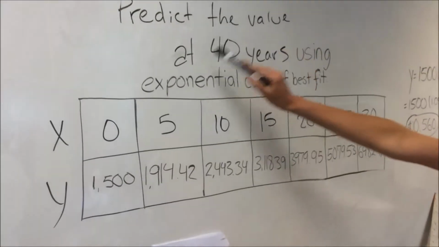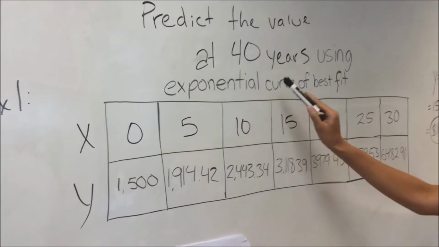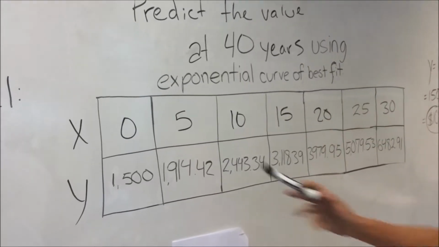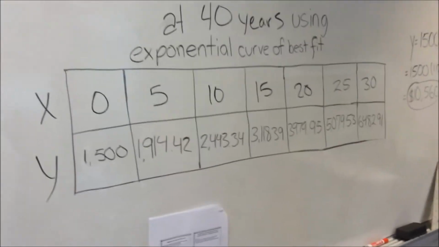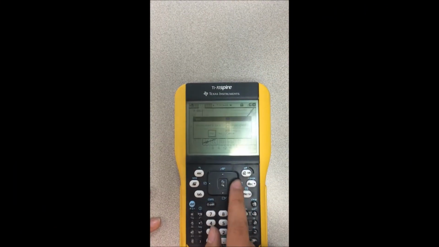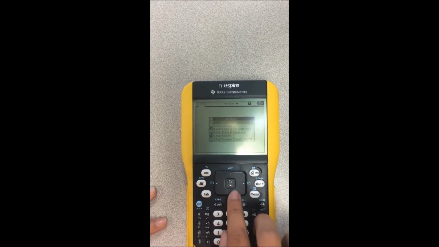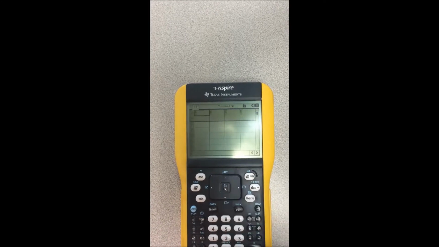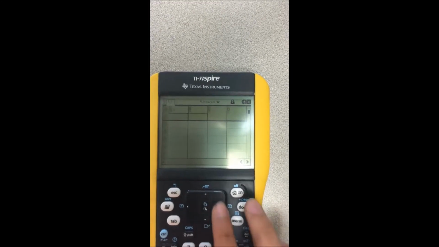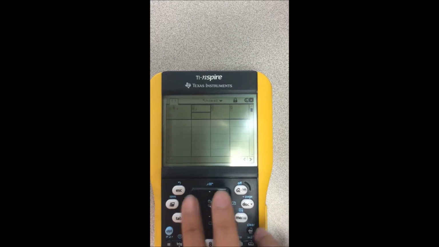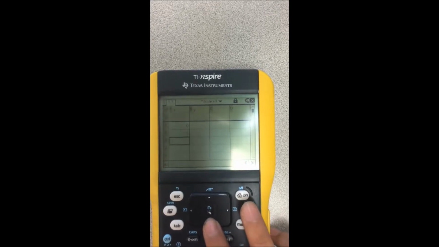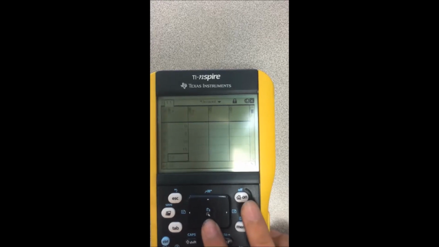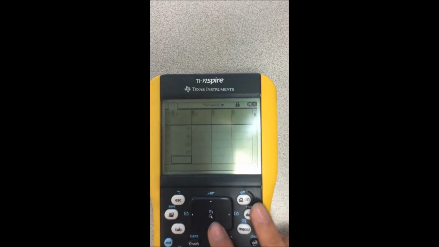So to practice, predict the value at 40 years using an exponential curve of best fit. So this is your data. You have your x values and your y values. You're going to plug all those into the calculator. So once you get all the data, you're going to go into the calculator and plug it all in using the table. And make sure to put x and y at the top. And press enter after each one, or else it won't work on the graph.